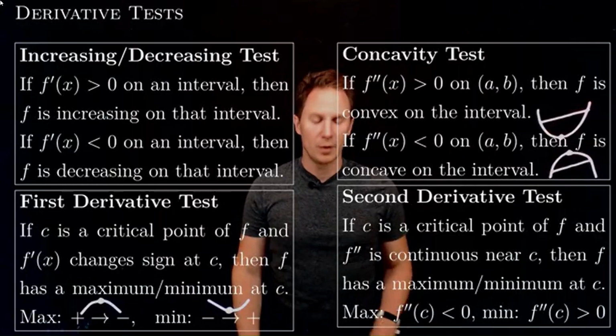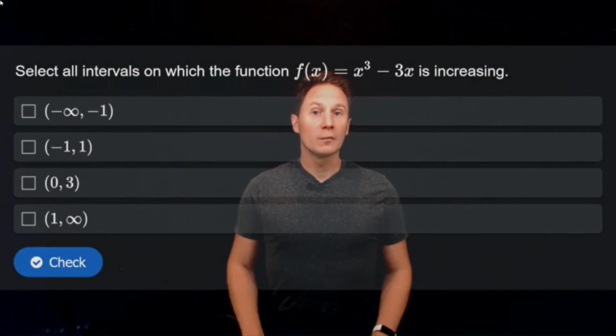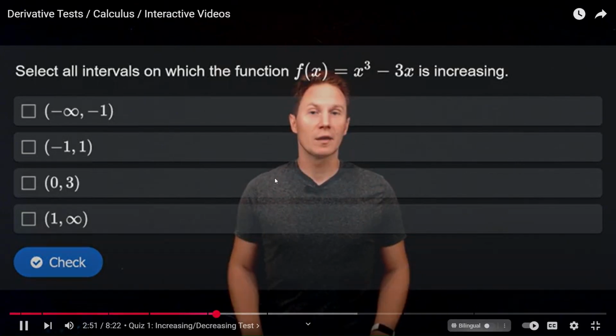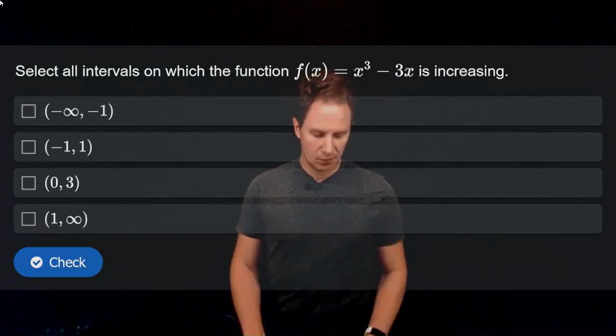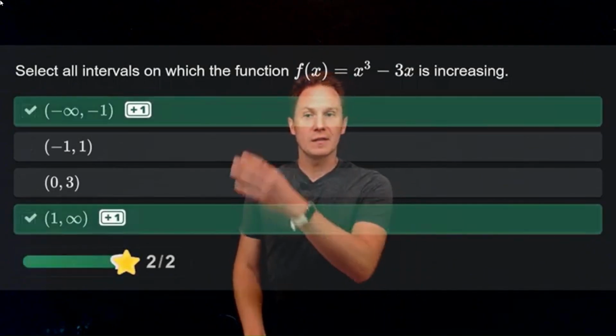Let's solve some problems. Select all intervals on which the function f of x equals x cubed minus 3x is increasing. So pause the video and make your selection now. I hope you paused it and have selected these two intervals.